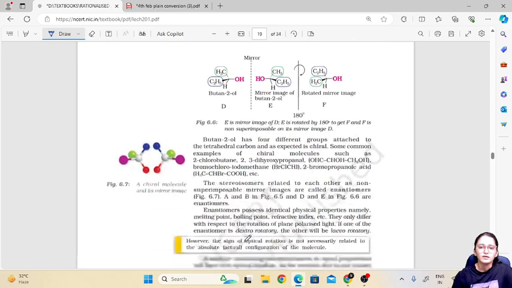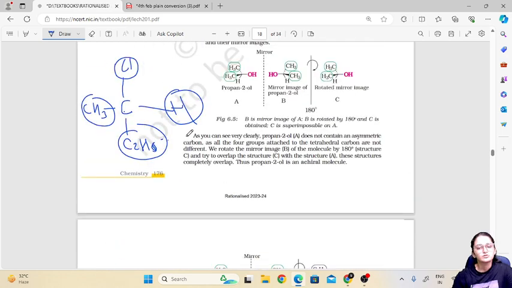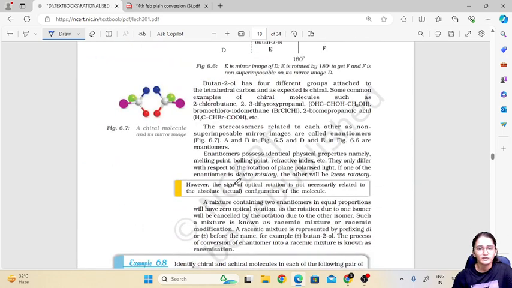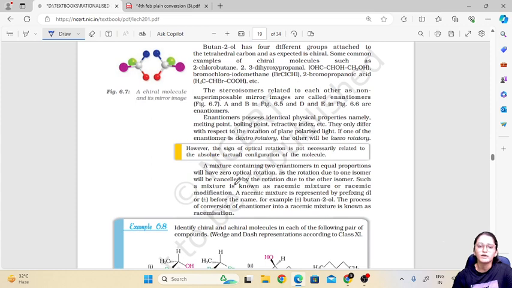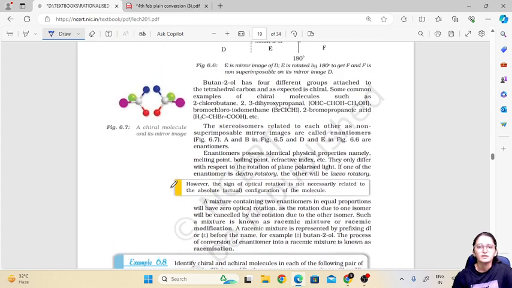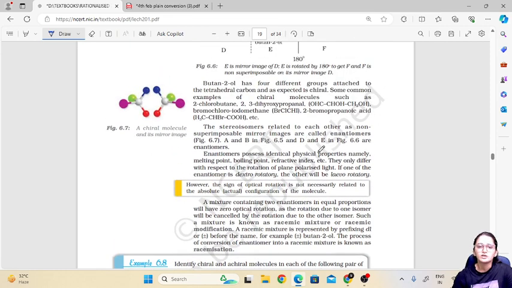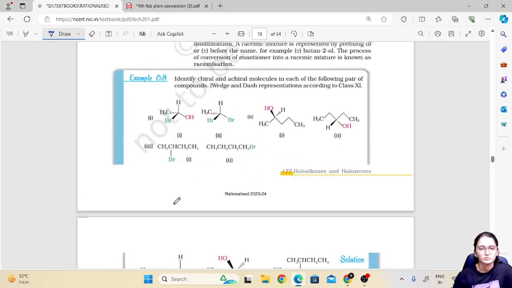But if any two groups are similar, it is called achiral. For a chiral condition, all four groups should be different. The stereoisomers related to each other as non-superimposable mirror images are called enantiomers.